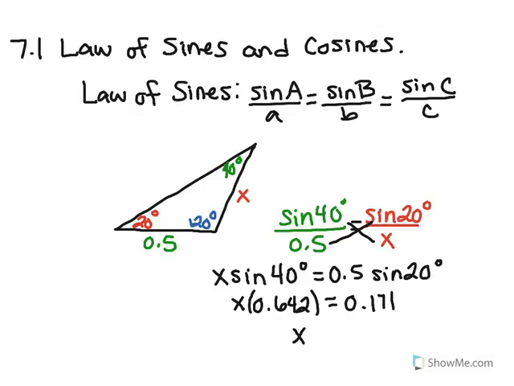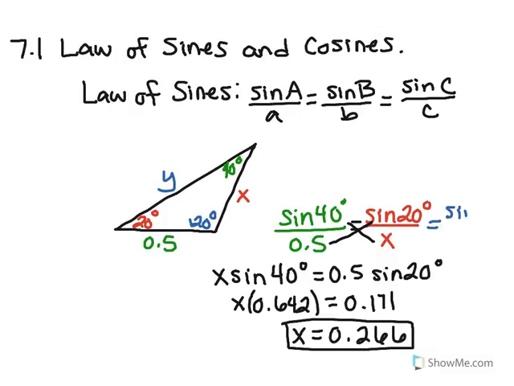Now I have one less step to solve for x, and that is to divide both sides by 0.642. And that gives me x equals 0.266. And at this point in time, if I wanted to, I could determine the side opposite of 120 degrees as well, which we can call y, because I would be able to do the same kind of proportion, just set up another piece. So equals the sine of 120 degrees over y. So you can do this any number of ways that you'd like. And that concludes this tutorial.